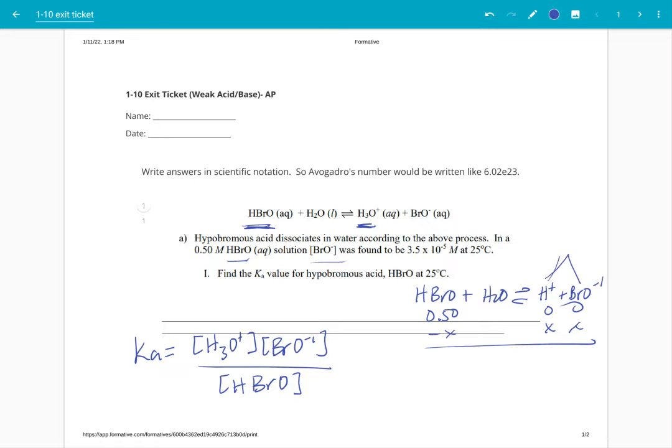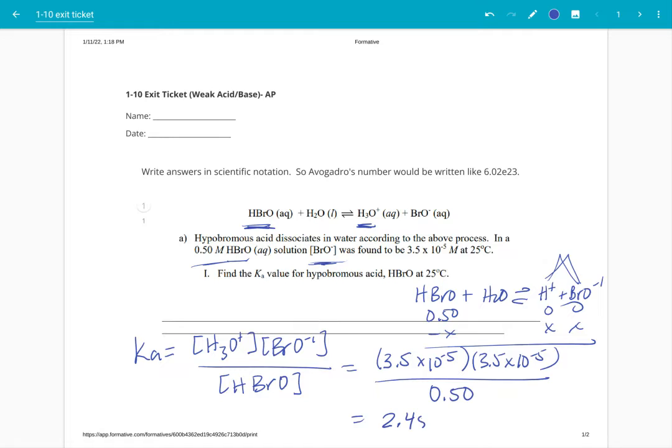So what I wanted you to remember is that these two concentrations are equal. So because they gave us a concentration of BrO minus, we actually know the concentration of H plus. So it'll be 3.5 times 10 to the negative 5 times 3.5 times 10 to the negative 5, all over that initial concentration of 0.50. So if we solve this out, this will actually give us our Ka value. So this is an example of how we would calculate it ourselves rather than looking it up in a chart. So I found my Ka to be equal to 2.45 times 10 to the negative 9.